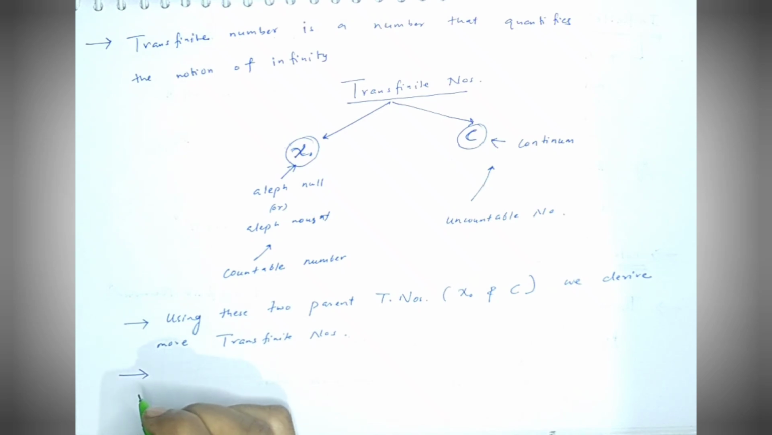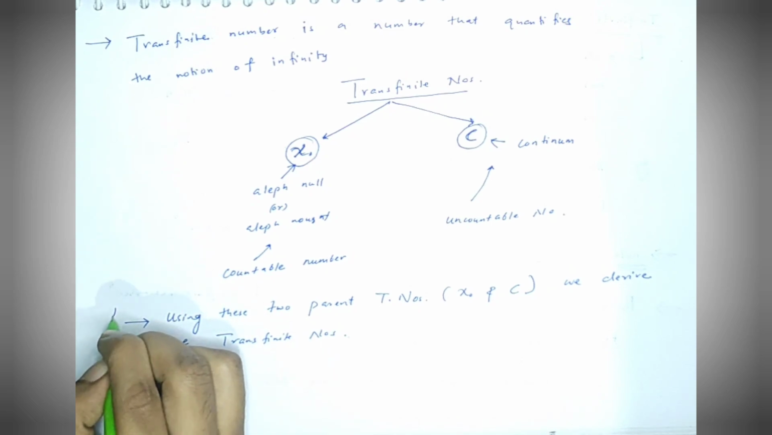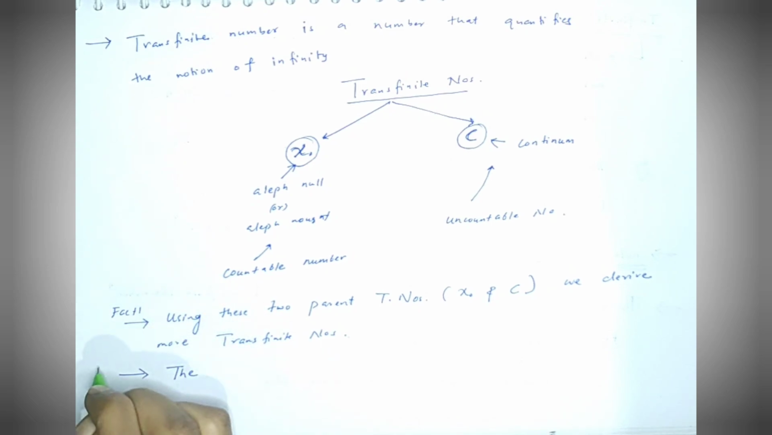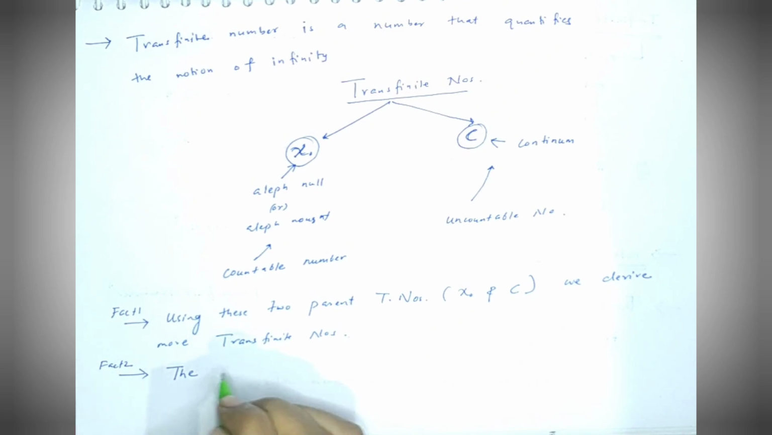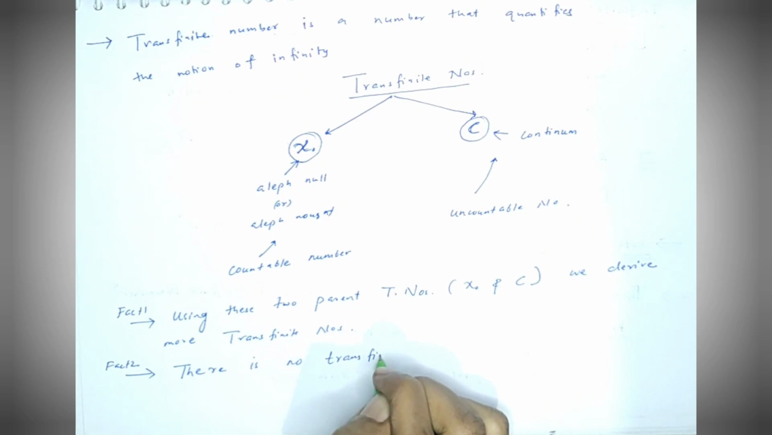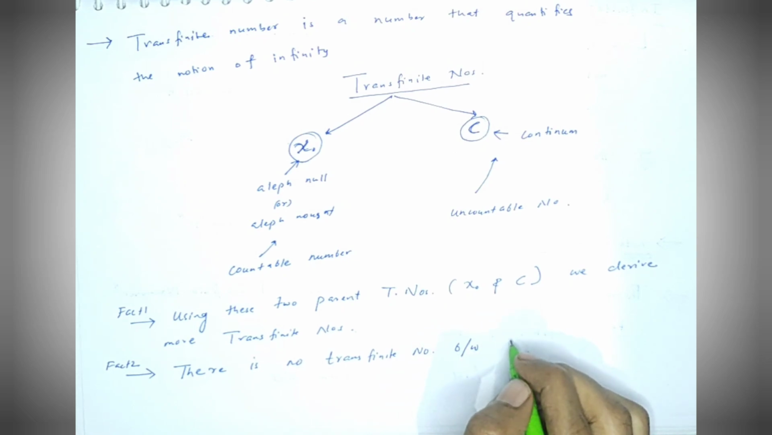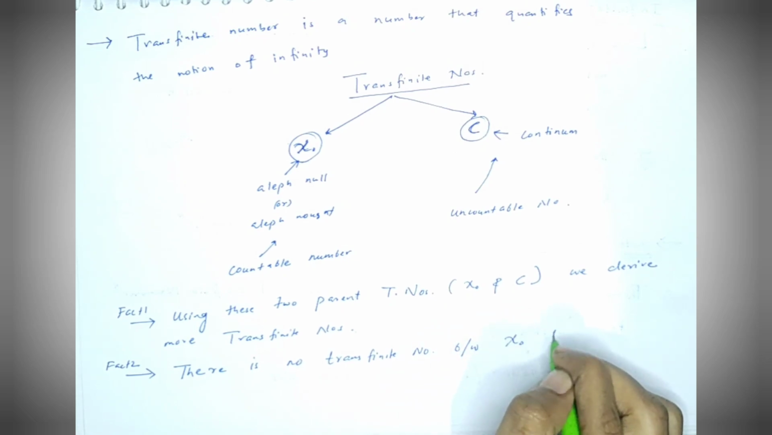Second, there is no transfinite number between Aleph naught and C. This is fact 1, and this is fact 2. There is no transfinite number between Aleph null and C.